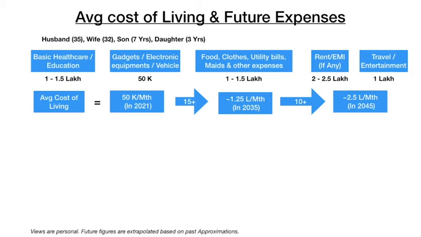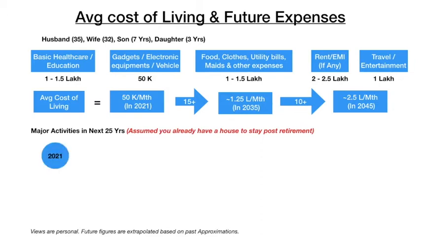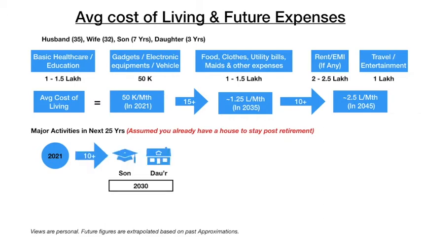Now, let us have a quick view of what is going to happen in the next 25 years for this family. अगले 25 साल में इस फैमिली के साथ क्या क्या बड़ी चीजें होने वाली हैं. I am assuming that you have your own house to stay. बुढ़ापे में आपके पास खुद का घर एक है रहने के लिए. आज 2021 है. अगले 10 साल में उनका बेटा 7 ईयर से 17 ईयर्स हो जाएगा and he will be going to graduation college.